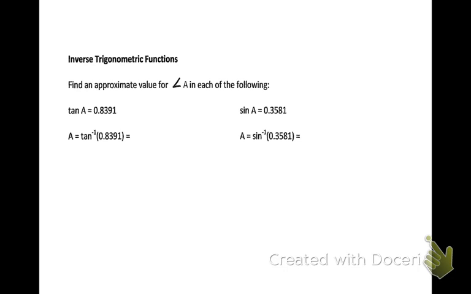So what if you're given the ratio of the sides and we have to find the angle? So tan A, we have to find the angle A. So you're going to rewrite that as A equals tan negative 1 of 0.8391. And then on your calculator, you do the second tan button. On most calculators, it's second tan, or the inverse tan. Punch in the number, and you should get an angle in degrees.